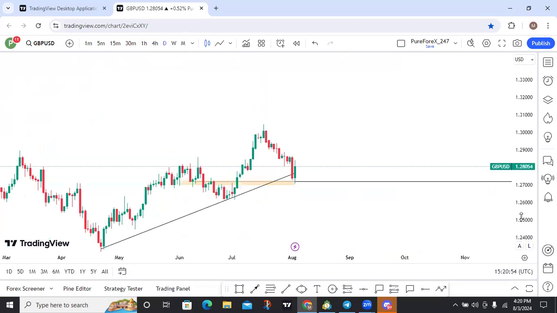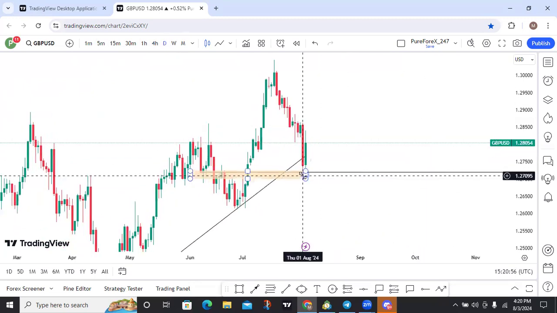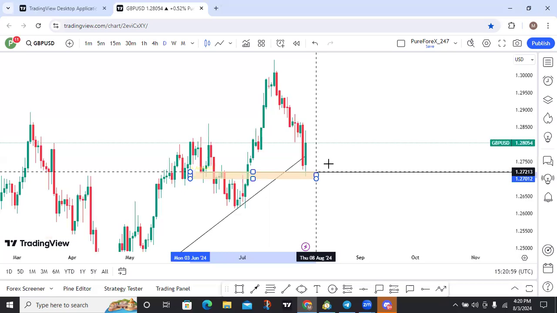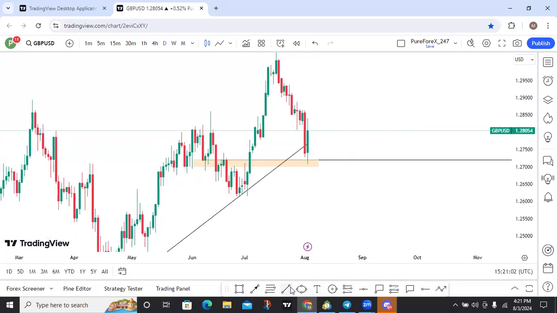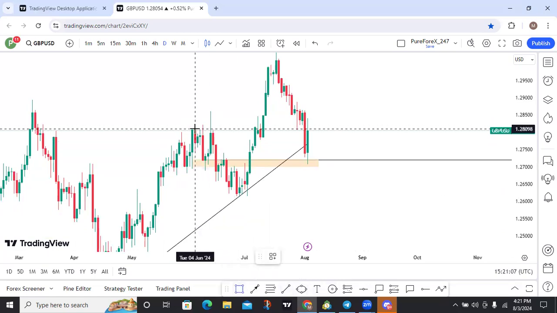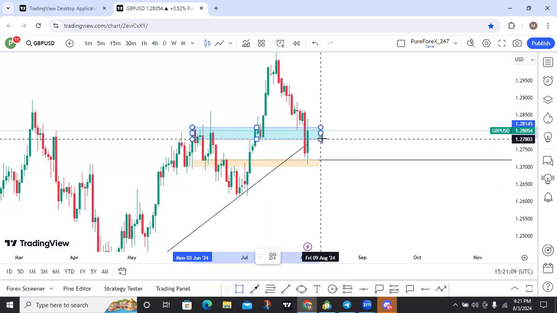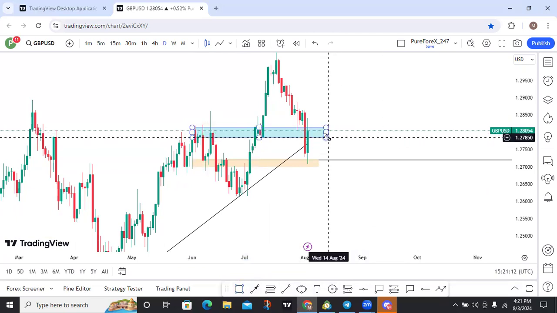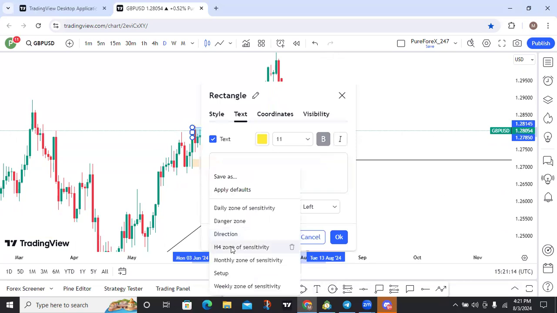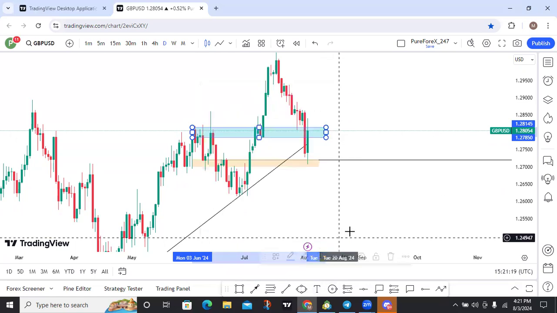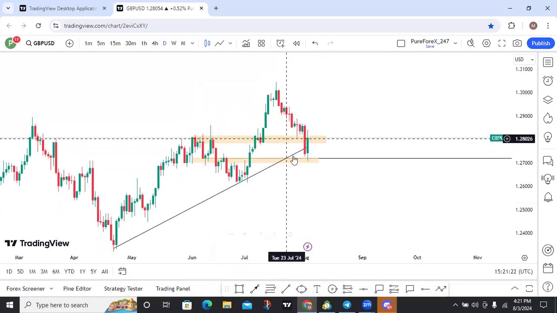So GBPUSD, actually, I failed to spot this Quasimodo below. And then also there is this Quasimodo, there is this one here. Let me change SNRC1, right? So this is where the question comes in, where you see SNRC1, a continuation setup, and then you see a reversal setup almost at the same point.